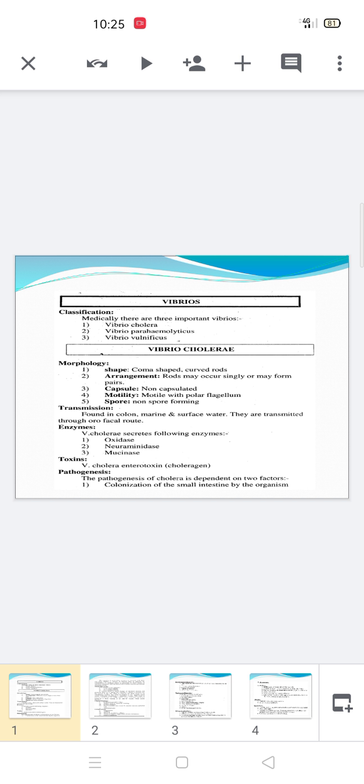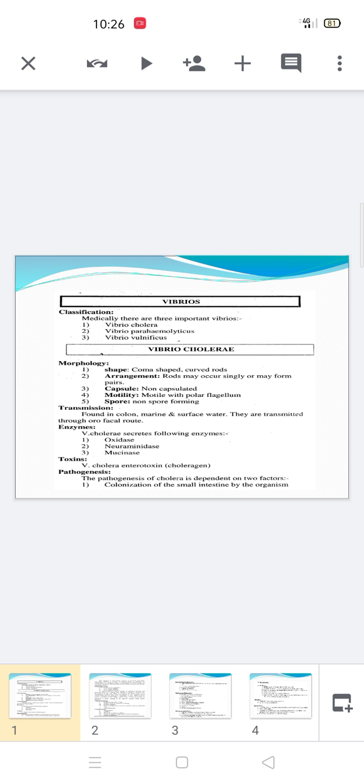Pathogenesis starts after ingestion of the microorganism. When the microorganisms cross the stomach and reach the intestine, they attach to the microvilli and brush border of the intestinal epithelium. They release mucinase, and this mucinase enzyme is responsible for triggering the choleragen toxin. That means it stimulates the production of choleragen toxin, which is released by the microorganism.